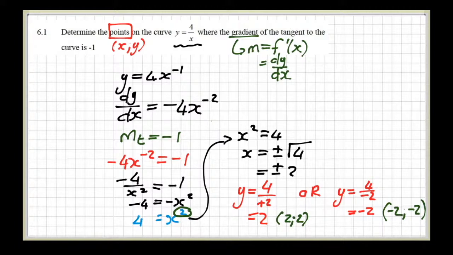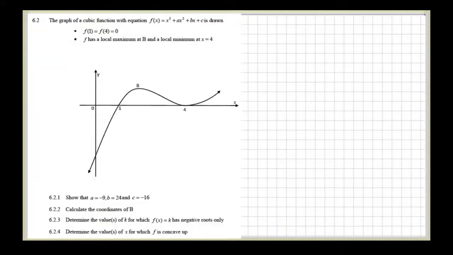Now, the next question, ladies and gents, talks about the graph of a cubic function with the equation f(x) equals x cubed plus ax squared plus bx plus c is drawn. They give me f(1) equals f(4) equals 0. Now, I just want to hit the pause button at this moment. Let's interpret: what does this mean? Even if I didn't have a sketch, it's important for me to understand that y is 0, which means these would be the x-intercepts of the graph.